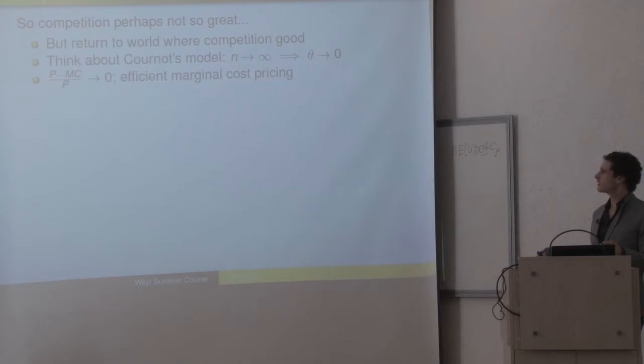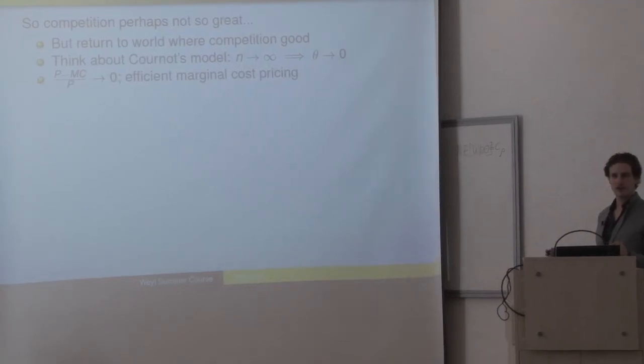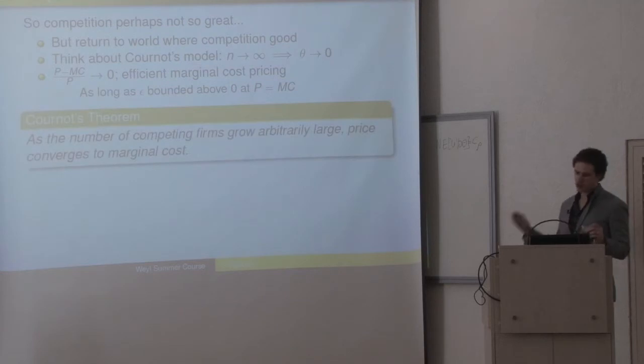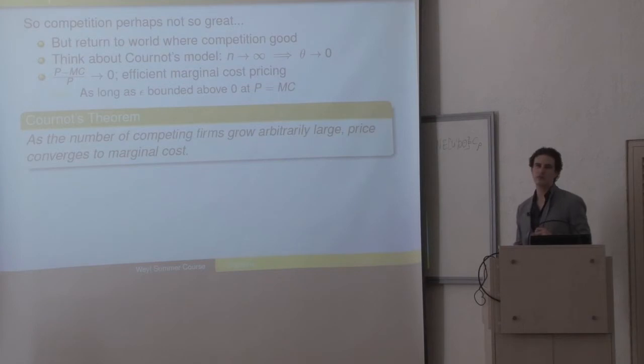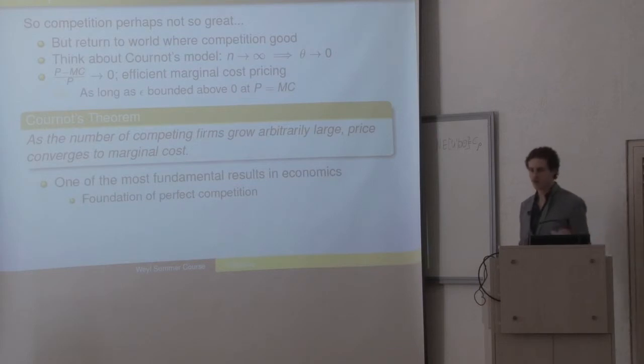So what that says is that the markup of price over cost has to go to 0, unless the elasticity goes to 0. So as long as the elasticity is bounded above 0, price equals marginal cost as the number of firms gets large. So this is a very, very famous result. It's called Cournot's theorem. Probably the most important result in industrial organization. It says as the number of competing firms grows arbitrarily large, price converges to marginal cost. It's the foundation result, in fact, of perfect competition.